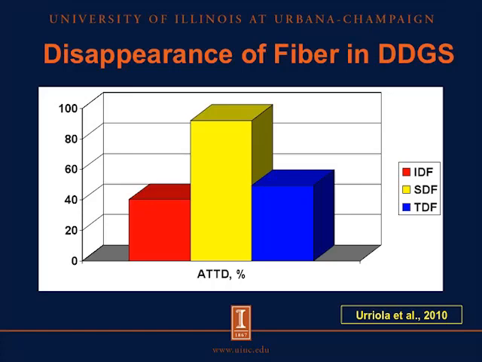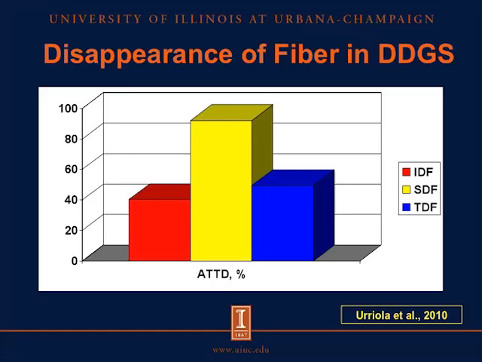And when we look at the disappearance of fiber in the total tract of a pig, then we can see that the insoluble dietary fibers disappear by only approximately 40%. And that means about 40% of these fibers in DDGS are fermented in the intestinal tract of a pig. So the other 60% of the insoluble dietary fibers will just pass through the pig and be excreted in the feces.